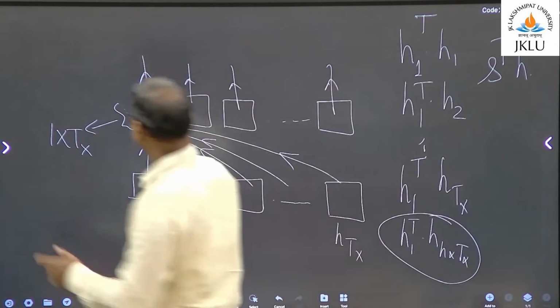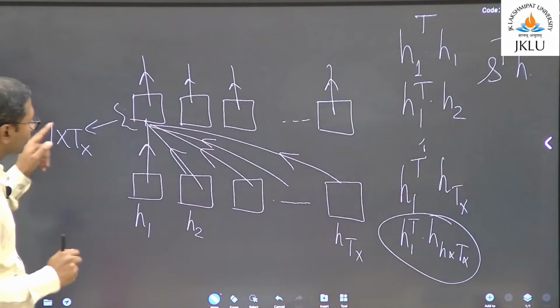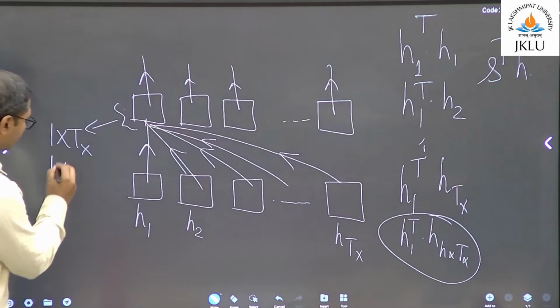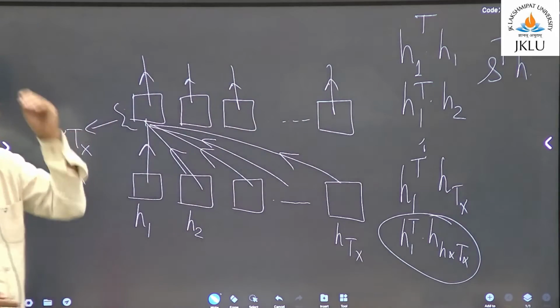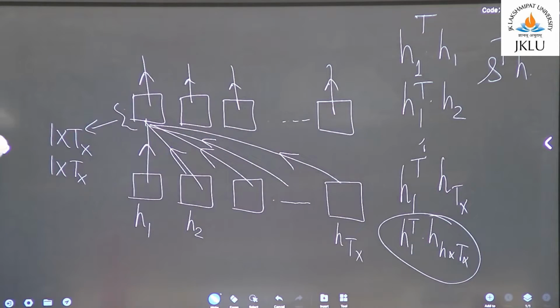So you will have 1 cross Tx here, okay, 1 cross Tx for this guy as well. So if you want to vectorize this whole output, how will it look like? Tx cross Tx?